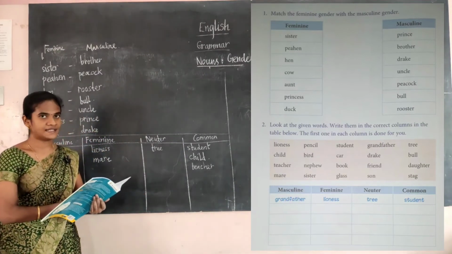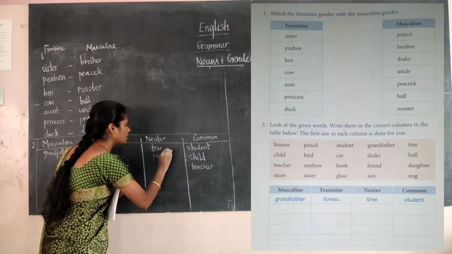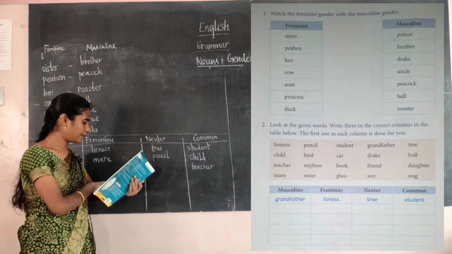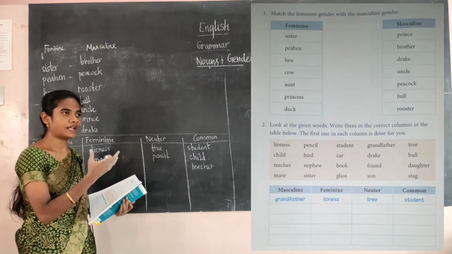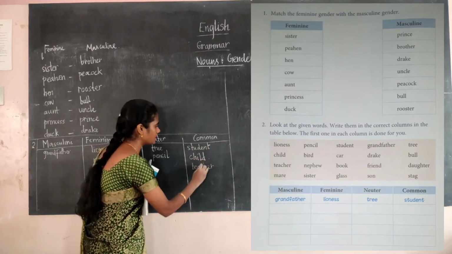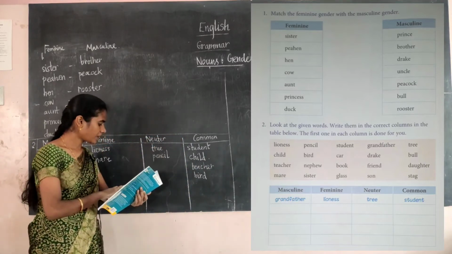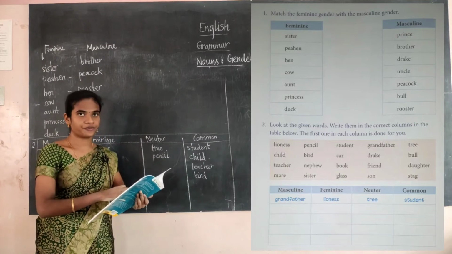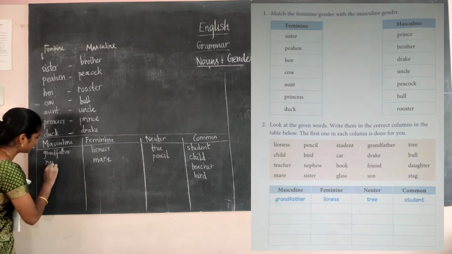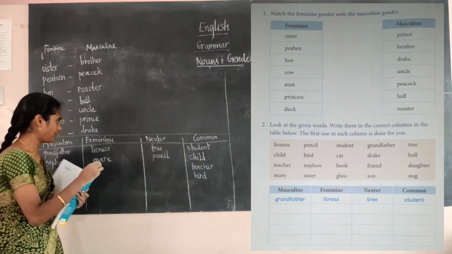Then see, a pencil. It's a non-living thing, so it comes under neuter gender. Pencil. Bird. Bird comes under the common noun. It may be a male bird or a female bird, but simply we refer to it as a bird. Then nephew. Nephew means marumahan, so it's masculine. Nephew. Sister is the female. Sister.